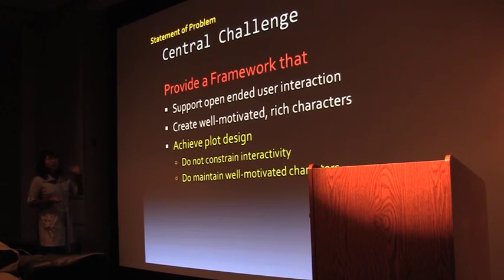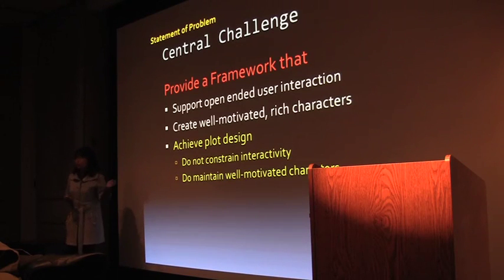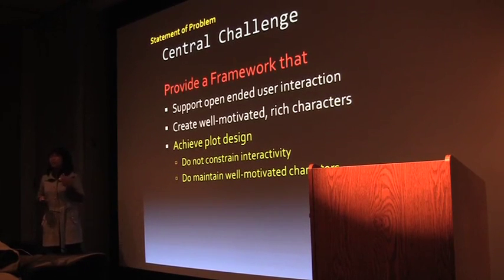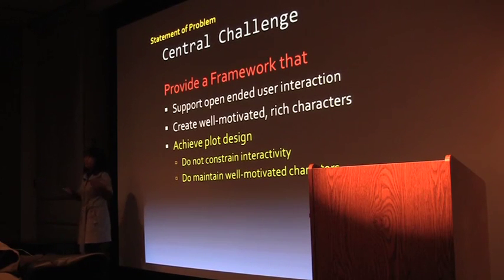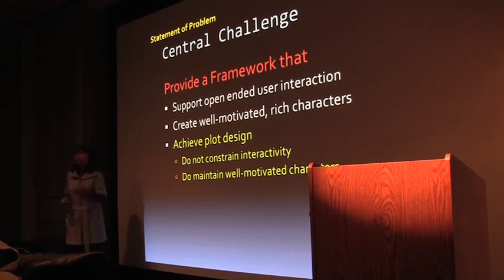So the whole motivation for designing interactive experiences is that we believe interactivity can bring actual benefits over just writing a linear story. So we want to be able to not constrain the user's interactivity, at least not too much, so the user feels agency in the experience. And we want to use an automated approach to help the author design well-motivated, rich, interesting characters in the story. And also we want to be able to automatically manage how the events in the story should be laid out, or how the story should develop while the user is interacting.